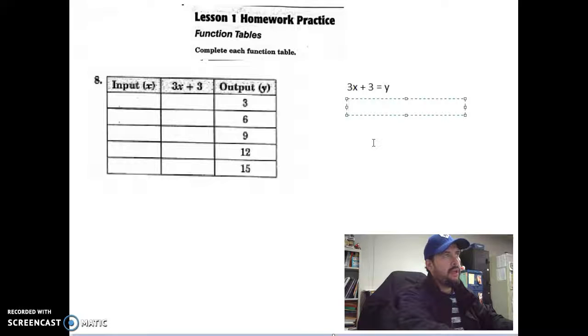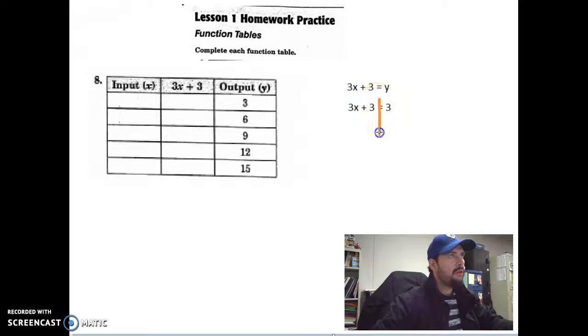In order to get our first y, which is 3, let me just put 3 in there instead. So I'm going to say 3x plus 3 equals 3, right? So what do I need to do? I need to solve for x, or isolate the variable and get that x by itself. First step in order to do that is subtract 3 from this side, which means I need to subtract 3 from this side.